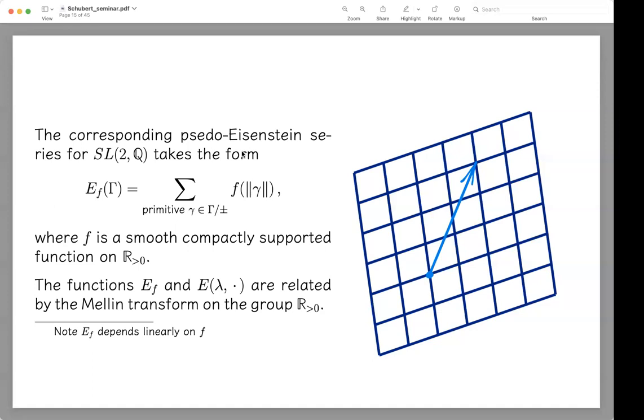The reason one introduces this series is that if f is a compactly supported function, this is visibly in L2 of your group, whereas the previous function, like I said, is never in L2, and we'll see in a second why. This is a slightly technical point, but if you'd like to actually generate the span in L2 of Eisenstein series, this is how you do it. You instead consider the pseudo-Eisenstein series, and they actually span the corresponding part of L2, or rather a subset of them.